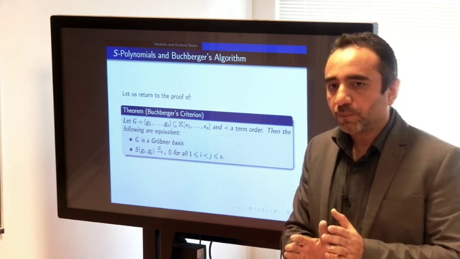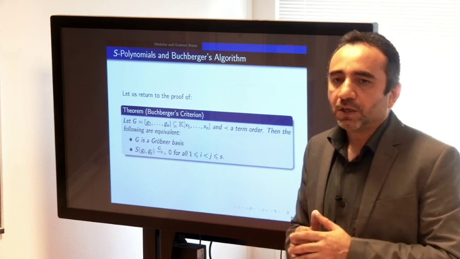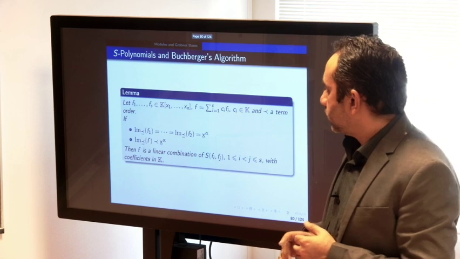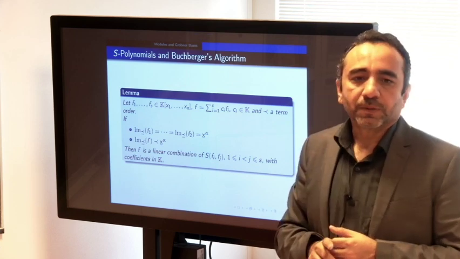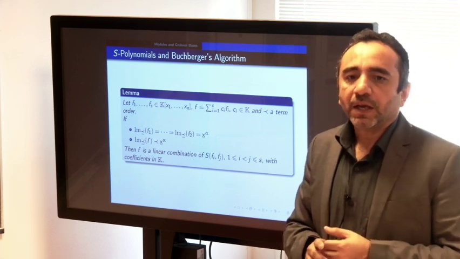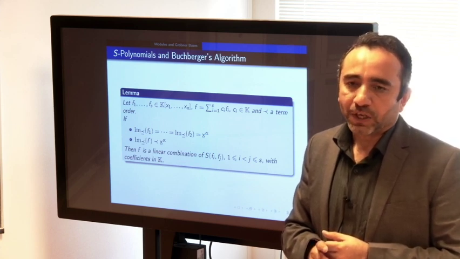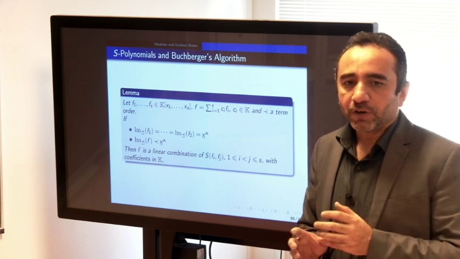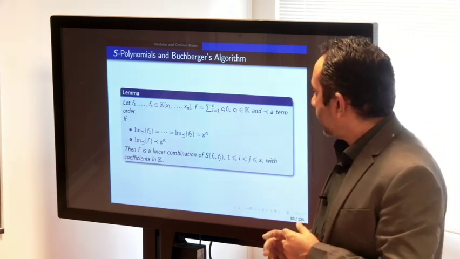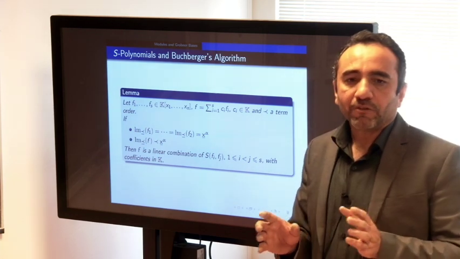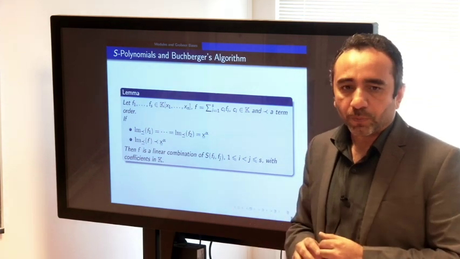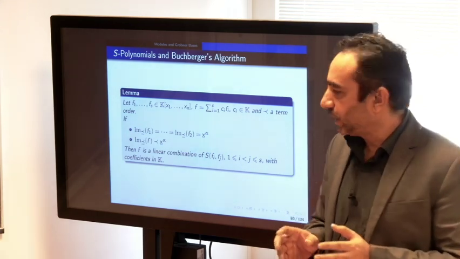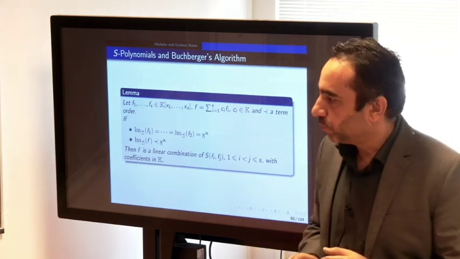But before the proof of this Buchberger criterion, we need another result. That result states that we have some set F1 up to Fs, a collection from this polynomial ring, and we have a fixed term order such that the leading monomial of F1 up to Fs is equal to some monomial, and we say that this F is a linear combination of the S polynomials Fi Fj, which we are going to prove.